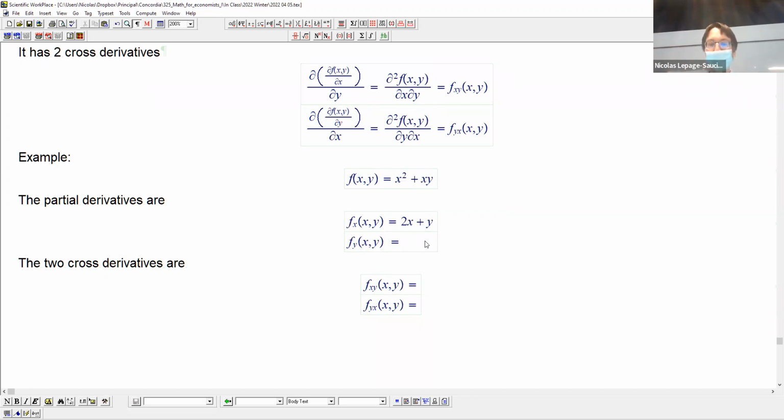And then the second partial derivative. So let's derive with respect to y. Here, x doesn't change, it's a constant. So if I derive a constant, the derivative is 0. That's 0. And then I derive with respect to y, so I get x. And then I'm able to compute my second derivatives quite easily.